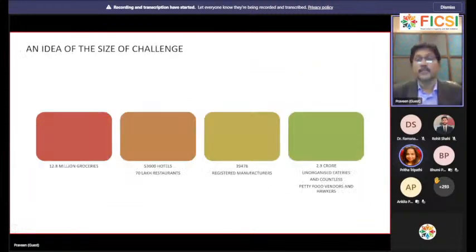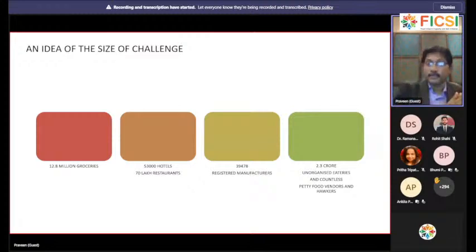Yes. So, the 2.3 crore unorganized eateries and countless petty food vendors and hawkers in this country. If you see these numbers, you will understand what we are trying to talk about. Pest management, therefore, becomes a topic of great importance, a real challenge.